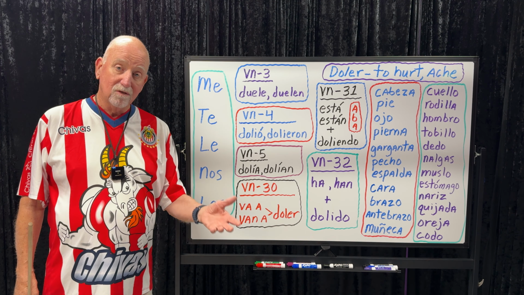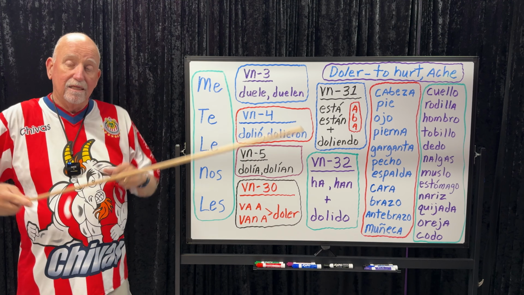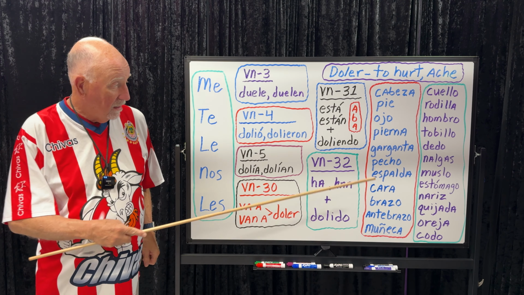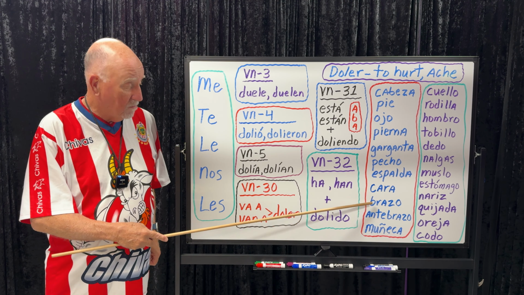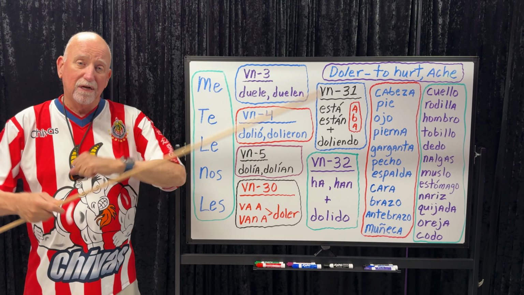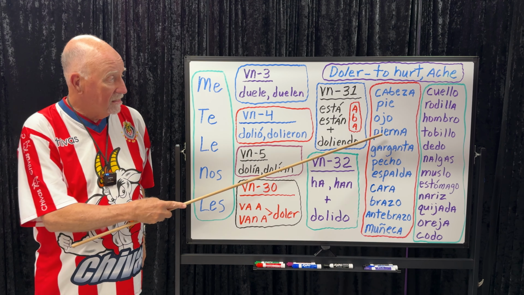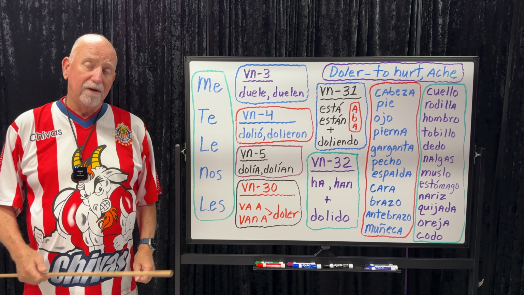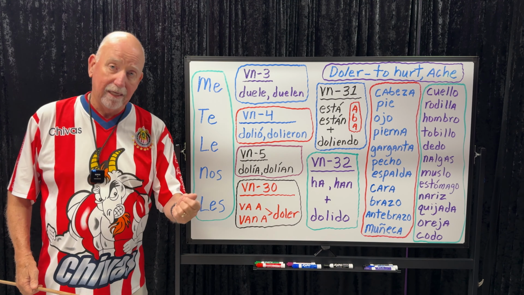So let's go with some plural ones. My shoulders are sore. Me duelen los hombros. N factor. My arms ache. Me duelen los brazos. Dad's legs hurt. A papá le duelen las piernas. Okay, let's go into the preterite.